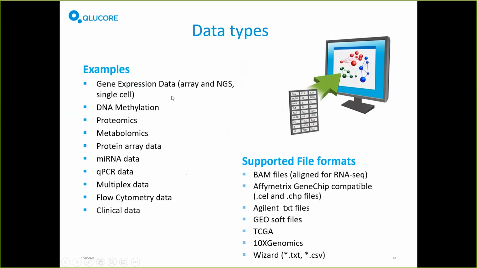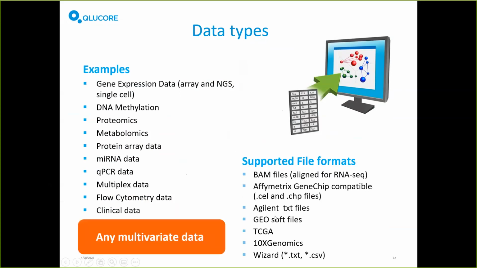Also, we directly support lots of different file formats, for example, BAM files for RNA sequencing, CEL and CHP files from the Affymetrix gene chips, Agilent text files, and so on. Also, we have something we call the data import wizard, which allows you to tailor the input of any kind of data that you have in a table. So basically, any multivariate data which is in a tabular format works fine with our software.